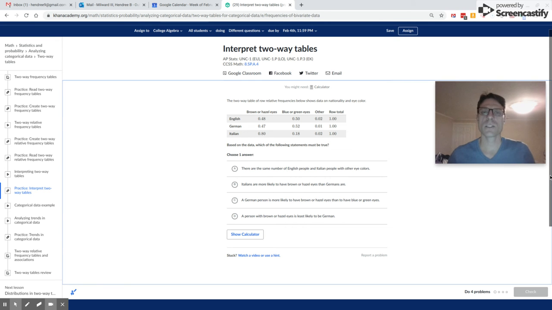Hey guys, this is one skill: interpreting two-way tables, which can be kind of tricky. It's really a great skill though for separating the difference between percentage and absolute number.